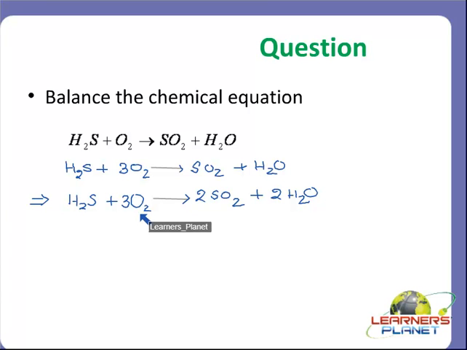Now what is unbalanced is the sulfur. How many sulfur are there? 2. On this side it's 1. How many hydrogen are here? 4. On this side it's 2. So I can put 2 in front of H2S. So if I write 2H2S plus 3O2, it is giving you 2SO2 plus 2H2O.